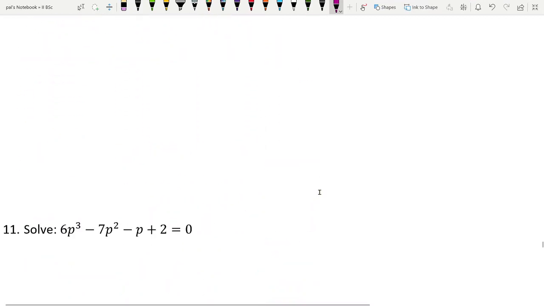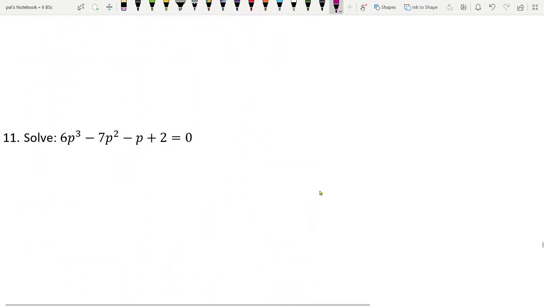So take one more example. Yes, it is a cubic equation. It is a cubic equation. Give some values by the inspection method.